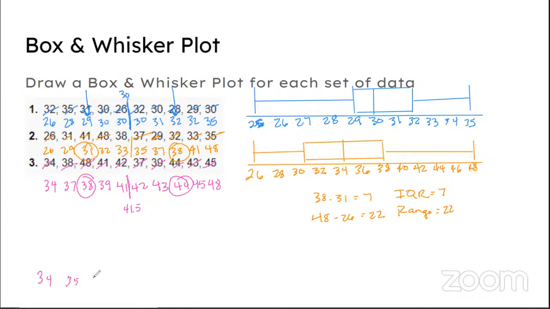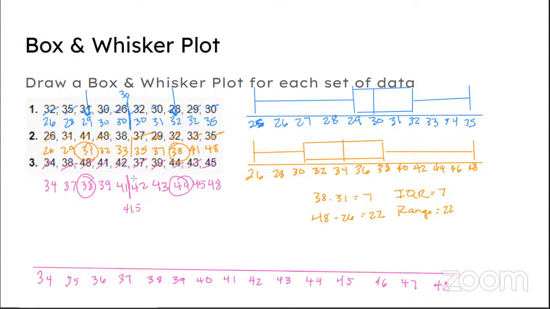34, 35, 36, 37, 38, 39, 41. All right, there we go. Looking good, looking good. Let's throw a line across the bottom of it all. 41.5 is right here. 38 is right here. 34, our lowest or minimum value, is right there.